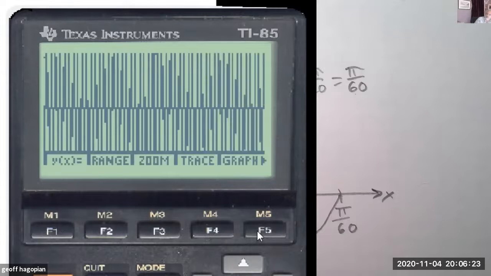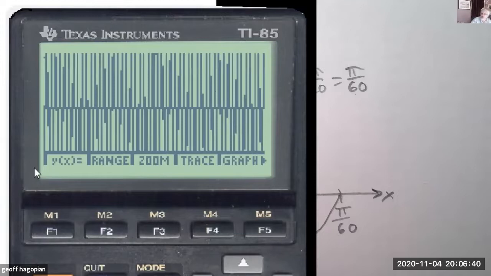So it's trying to oscillate 120 times per unit length, right? And we have 4 unit lengths going across here. So this should be 480 oscillations. It doesn't look like 480 oscillations. In fact, it looks like a mess, right?